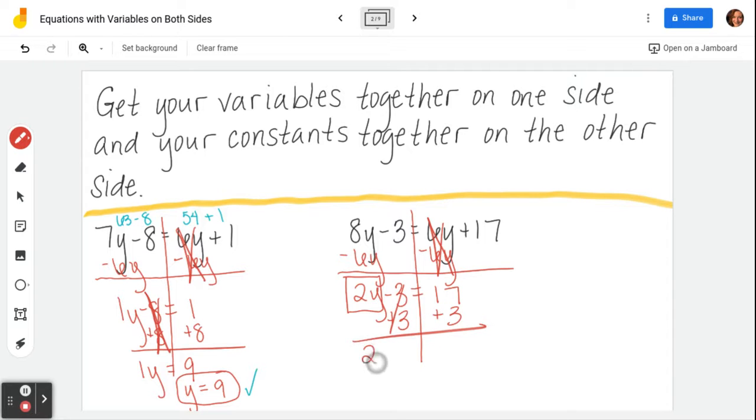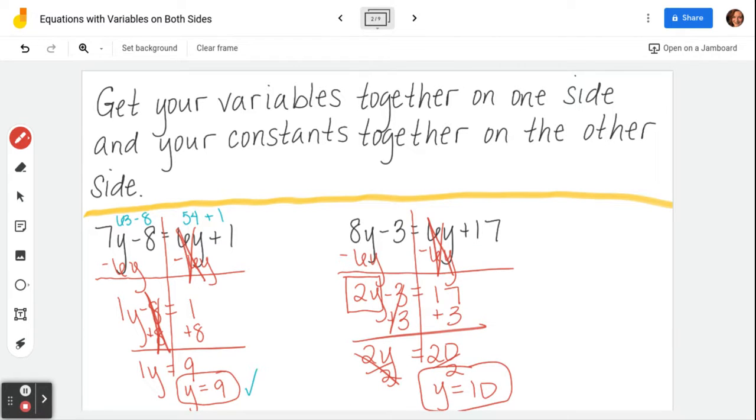So now I have 2y equals 20. Not quite done because I don't want 2y. I just want y. The opposite of multiplying by 2 is dividing by 2. And that leaves me with y equals 10.